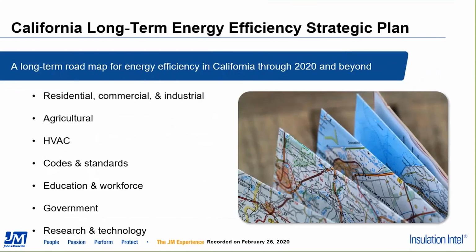Also, California has got a long-term energy efficiency strategic plan, and that's really meant to address energy efficiency in all segments of the California economy. Right, so buildings, residential, commercial, industrial buildings are there at the top of the slide, but also agricultural, HVAC equipment, codes and standards, really you name it, there are long-term goals in place to improve California's energy efficiency, again, beyond 2020, which is where we're at now.